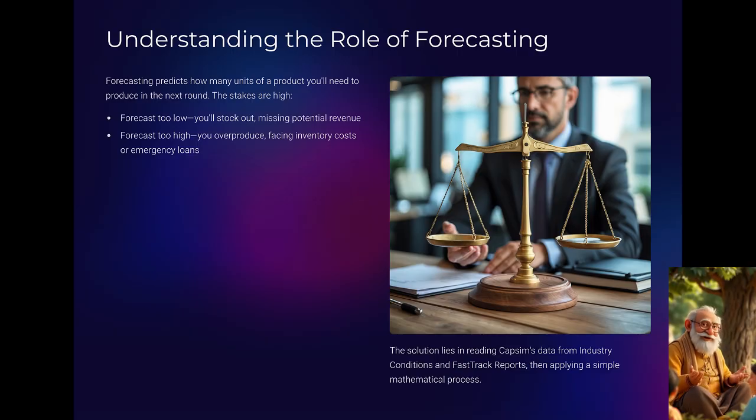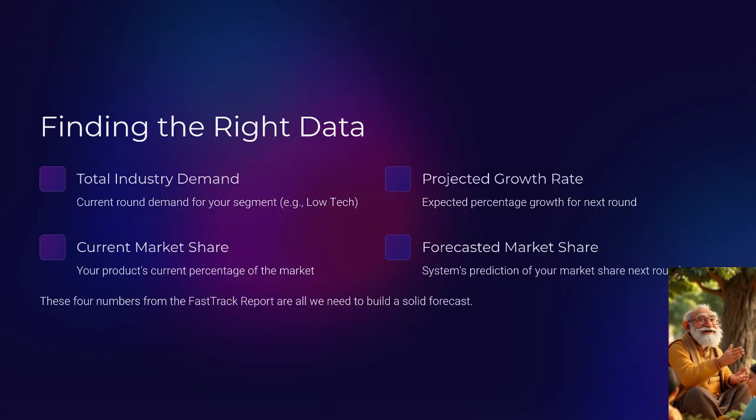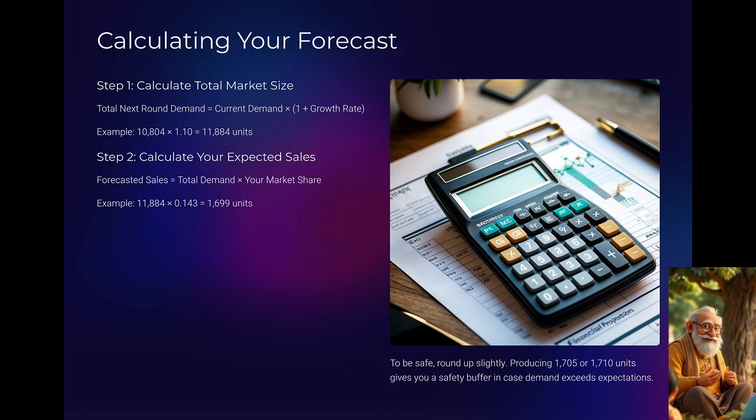Part 2, Finding the Right Data. Let's look at the Fast Track Report. We'll begin with the low-tech segment. Here's what you're looking for: total industry demand for the low-tech segment, current round, projected growth rate for next round, your product's current market share, the system's forecasted market share for your product in the next round. These four numbers are all we need to build a solid forecast.